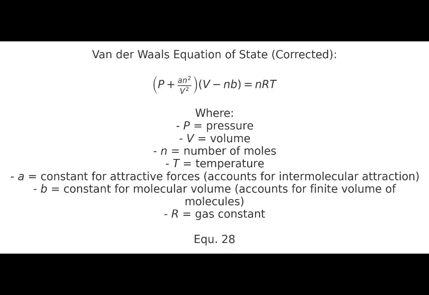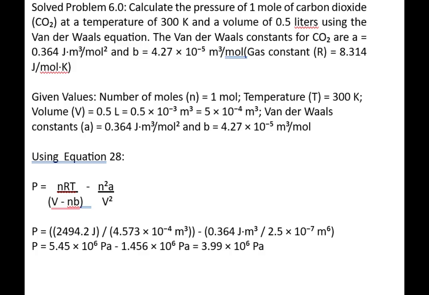Solved problem 6.0. Calculate the pressure of 1 mole of carbon dioxide, CO2, at a temperature of 300 K and a volume of 0.5 liters using the van der Waals equation. The van der Waals constants for CO2 are a equals 0.364 J m^3/mole^2 and b equals 4.27 times 10^-5 m^3/mole. Gas constant R equals 8.314 J/mole K.